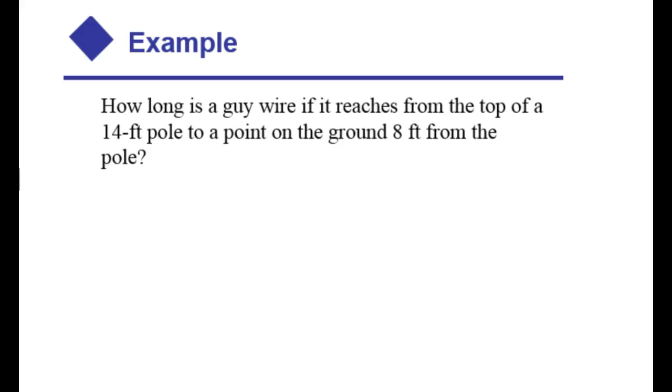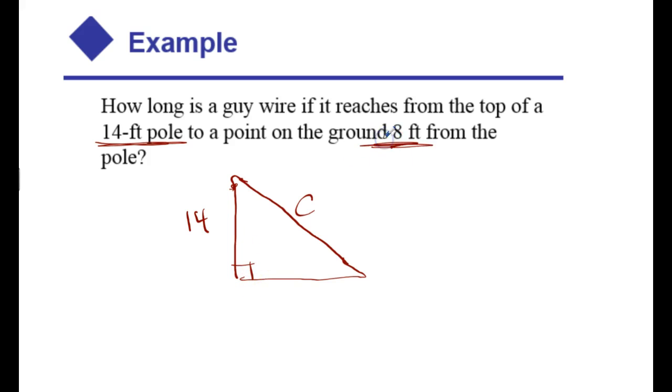It doesn't really matter which order you put these two legs in. So the first example says, how long is a guy wire which reaches the top of a pole? If I draw a pole, this is probably the guide wire here, and how long that is is what we're trying to find. It's given that the pole is 14 feet high, and it's assumed that it's a right angle, but it's also given that the wire is 8 feet from the pole, which starts down here at the ground.